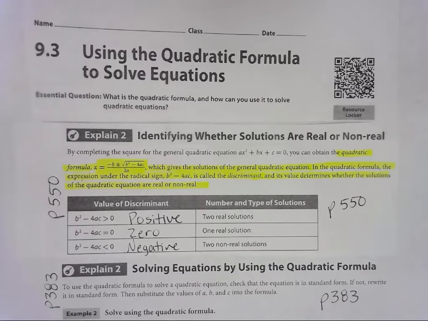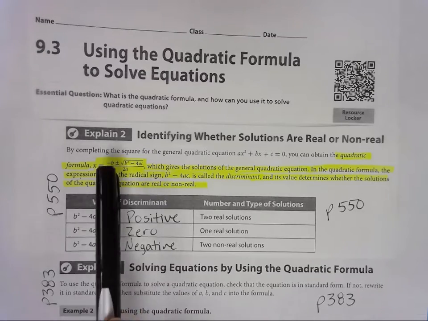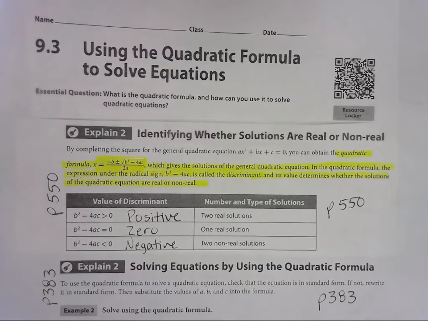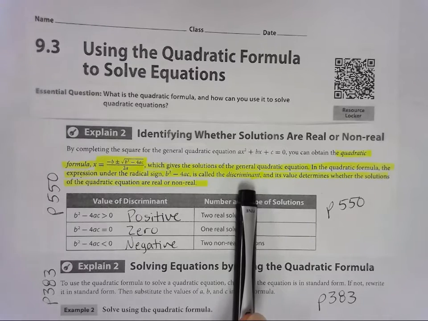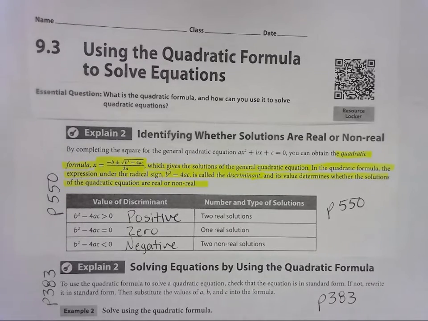Lesson 9.3, using the quadratic formula to solve equations. Let's first refer to the chart on page 550. The quadratic formula, and here you see that quadratic formula, gives the solutions of a general quadratic equation. In the quadratic formula, the expression under the radical sign, b squared minus 4ac, is called the discriminant. The discriminant can tell you whether the solutions of a quadratic are real or non-real.